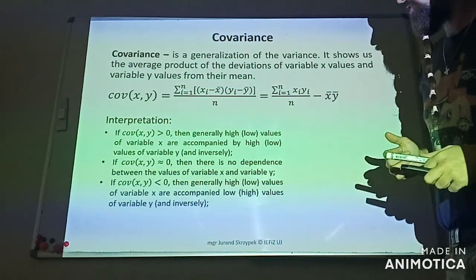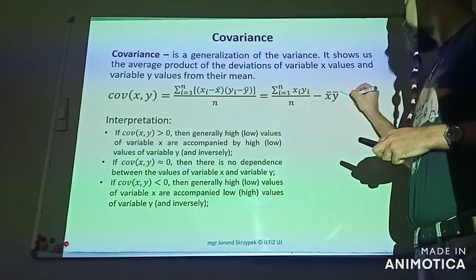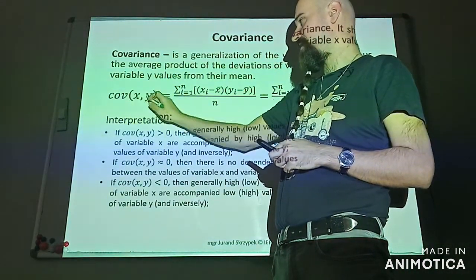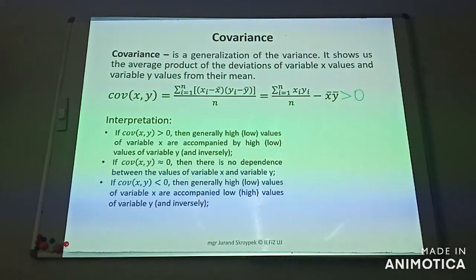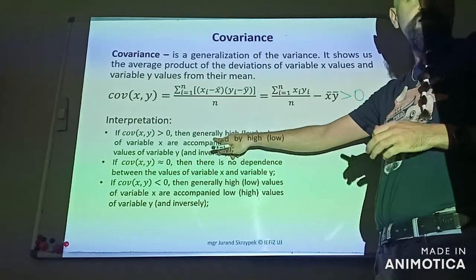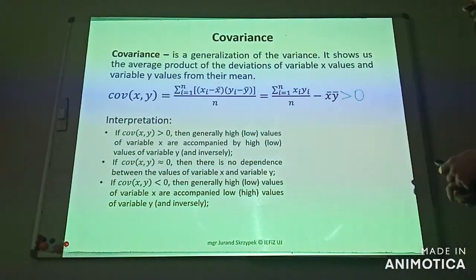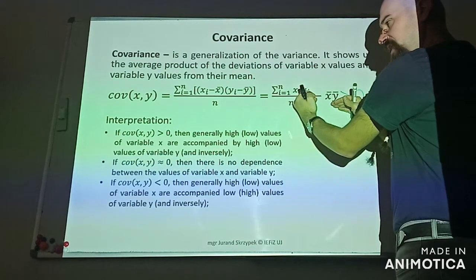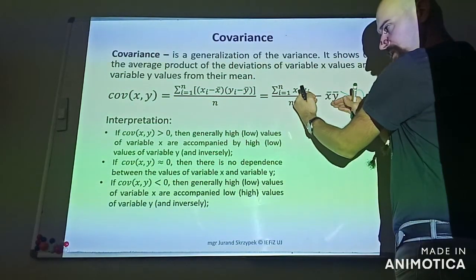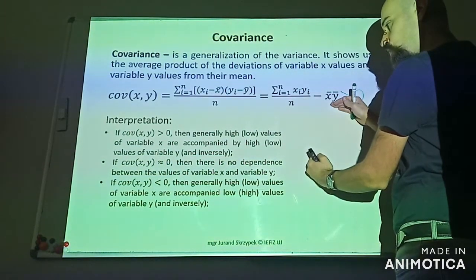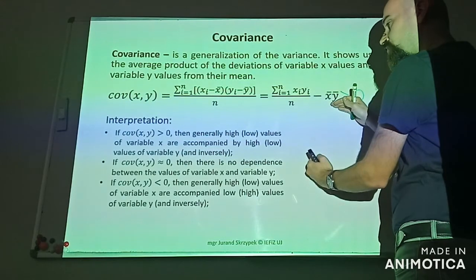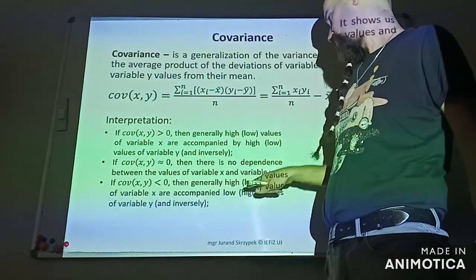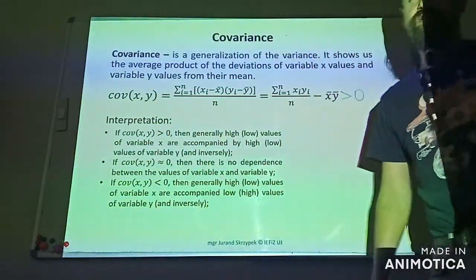Alright, and the interpretation is the following. If the covariance between the values of x and the values of the y variable is positive, then generally, as I said before, generally high values of variable x are accompanied by high values of variable y. It also means that low values of variable x generally mean low values of variable y. And we can inversely use here variable y, here variable x.